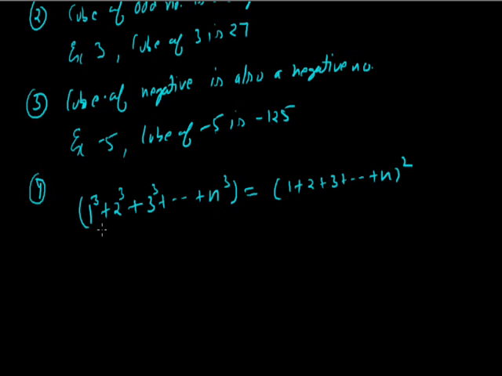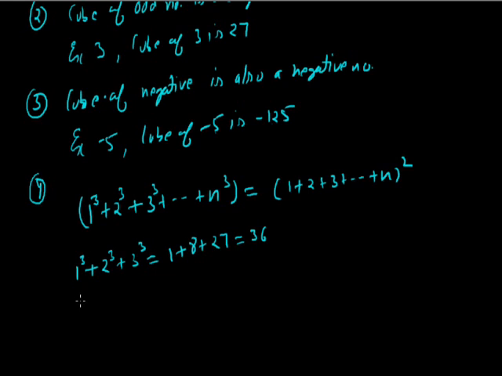That the sum of n natural numbers' cubes is equal to the square of the sum of n natural numbers. This is a property. We can verify this result by taking an example of 3 natural numbers. The sum of the cubes of the first 3 natural numbers: 1 cube is 1, 2 cube is 8 and 3 cube is 27. So 27 plus 8 is 35, plus 1 is 36.